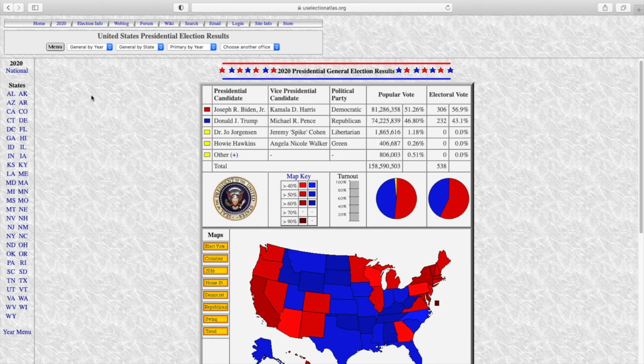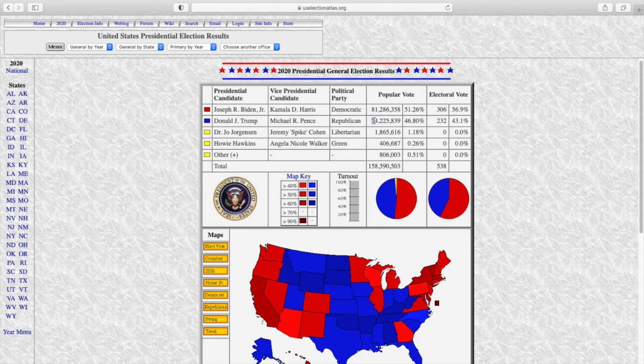So let's just look at the raw vote total. Joe Biden and Kamala Harris got 81,286,358 votes across the country, which doesn't matter, but that came out to be 51.26%. It's also more votes than any presidential candidate in history has ever received. But the most important thing is that earned him 306 electoral votes, and it takes 270 electoral votes to win. So Joe Biden was elected president.